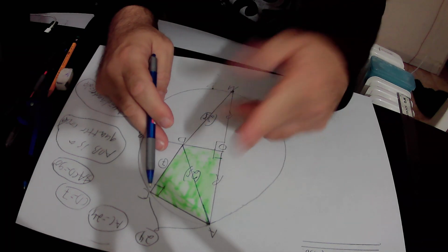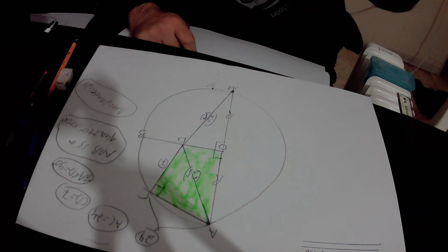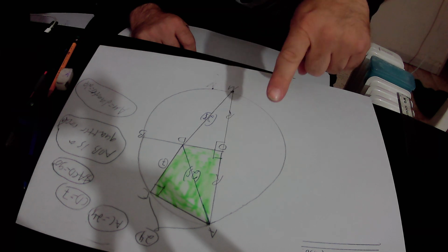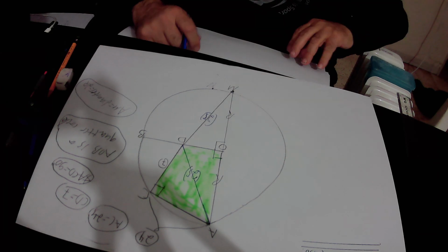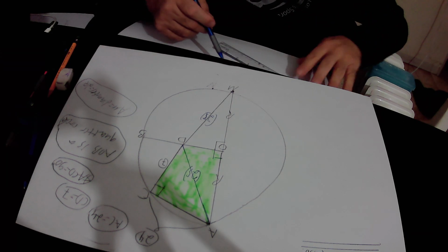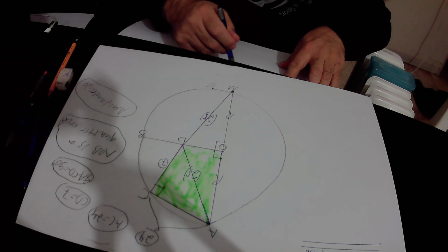AC equals 24 units according to what is given, and AM is the diameter of this circle that is equal to 2R. So I'll copy the right triangle ACM onto a new page, and in this right triangle ACM we'll apply the Pythagorean theorem in order to find the value of R, the length of the radius of this circle.